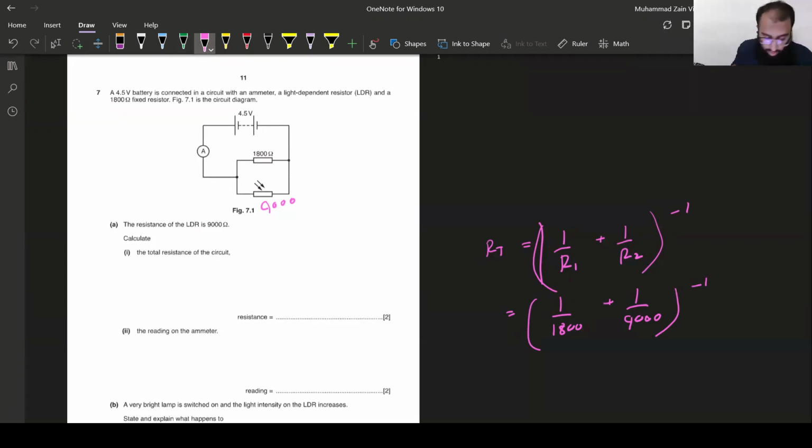Okay, so my answer comes out to be 1500 ohms. So the total resistance of the circuit would be 1500 ohms.